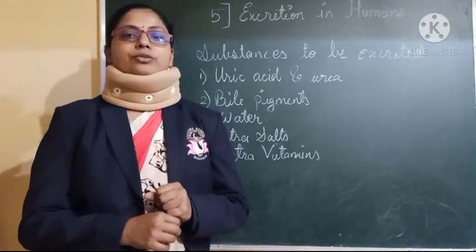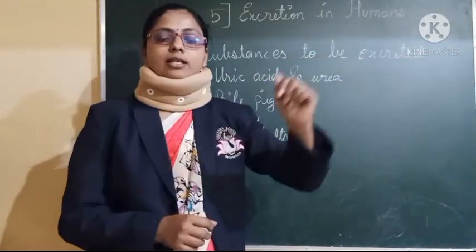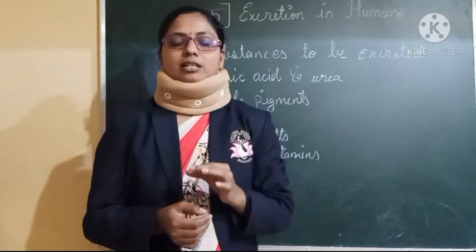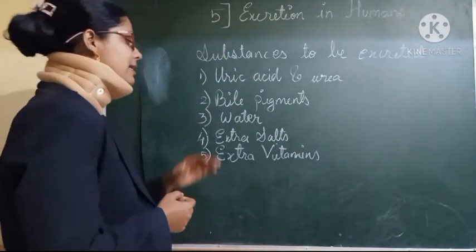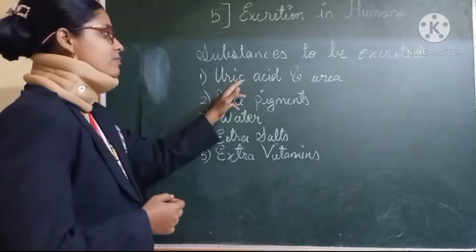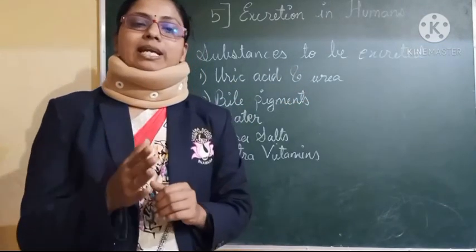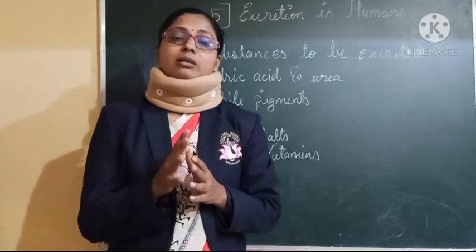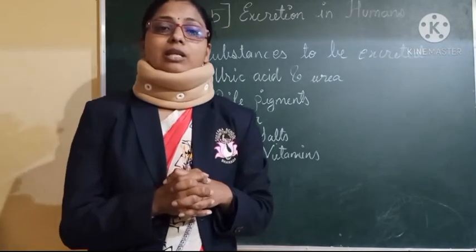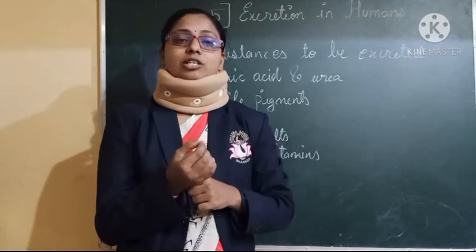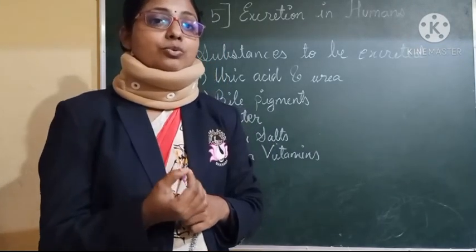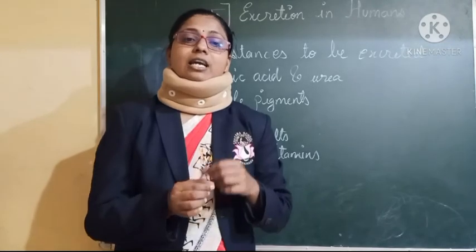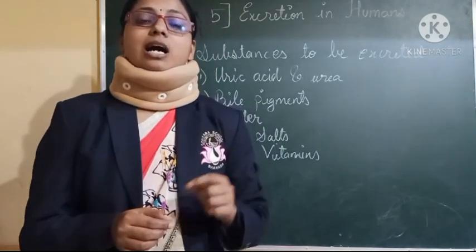The next topic we are going to see is substances to be excreted. Which are the different substances which should be excreted from the body? There are near about 5. The first one is uric acid and urea. They should be removed from your body because whenever there is a breakdown of amino acids, there is a high concentration of urea. If it is allowed to accumulate, it will create harm to your body.